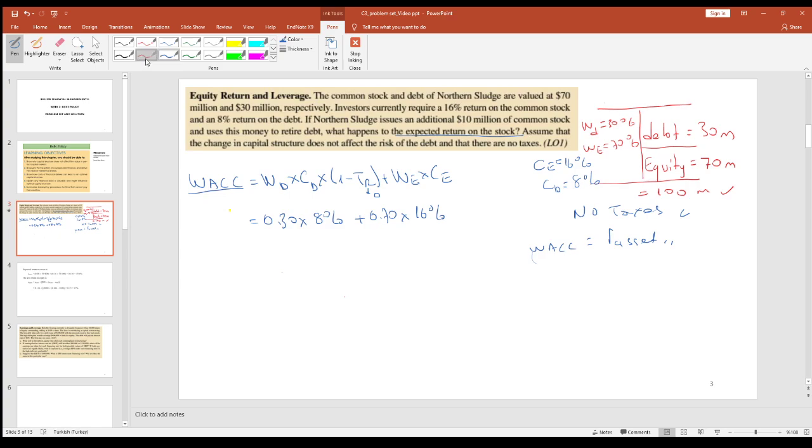And from this, we calculate that we have 13.6% weighted average cost of capital, or return on asset here.